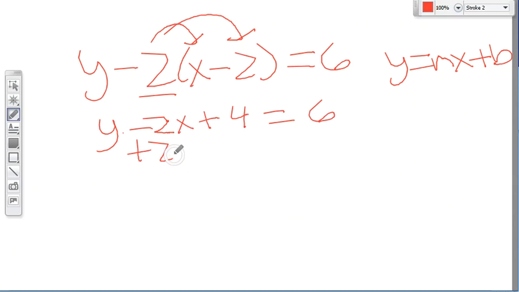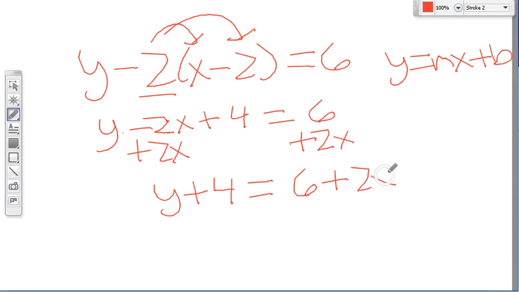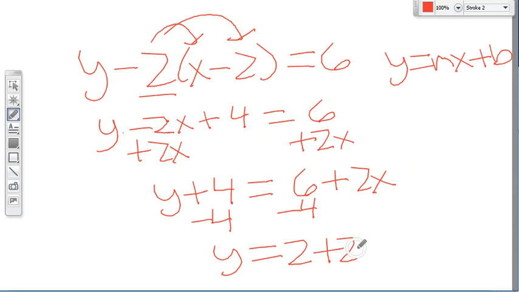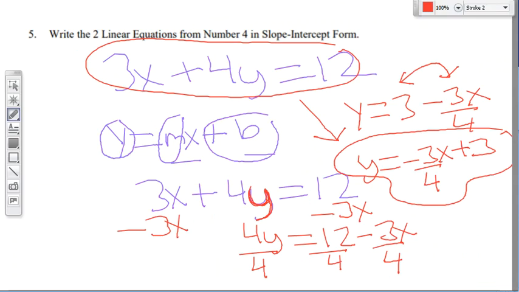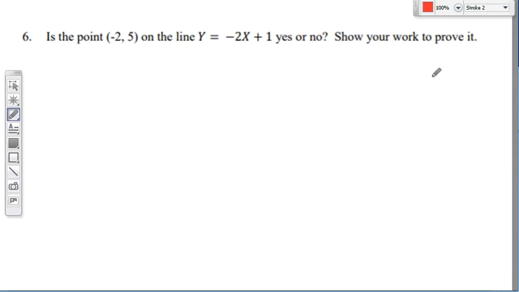And then from there, we're going to need to add 2x to both sides. So now we have y plus 4 equals 6 plus 2x. And then we need to subtract 4 from both sides. Make sure that as you are going through these, you write down every step. Okay, show every step of your work. And then the last thing we need to do is to switch these two around. So y equals 2x plus 2. If you can do all of these questions on your review, then you will be able to do all of the questions on your test.